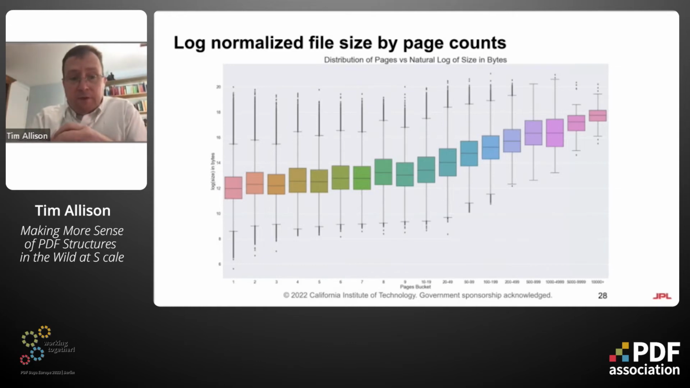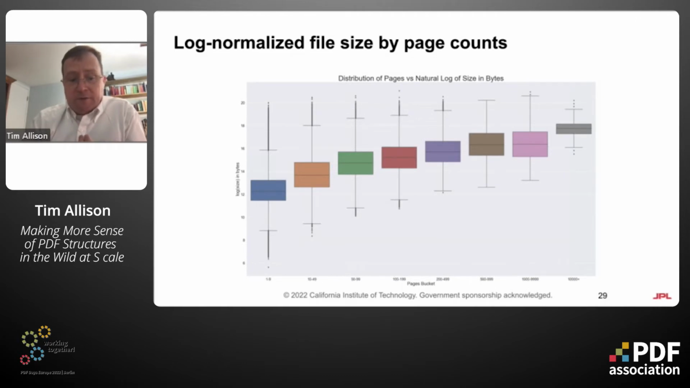And what's interesting to me from this is that you can have a one-page PDF that is as large as a 10,000 page PDF. This will come as no surprise to folks who've worked with PDFs. There is generally increasing size as you go up, but there are still lots of PDFs that can be very big and have very few pages. The next slide is we bucket the number of pages differently.